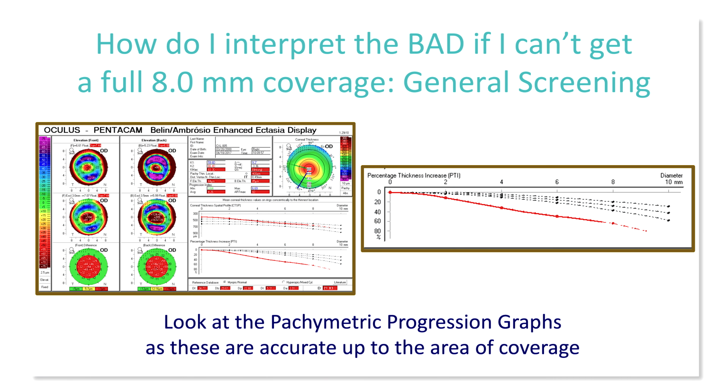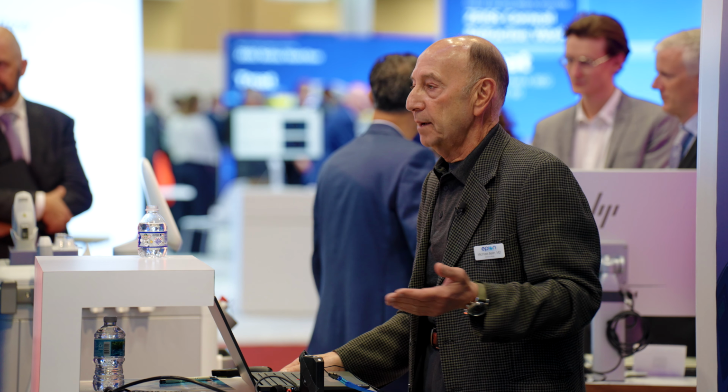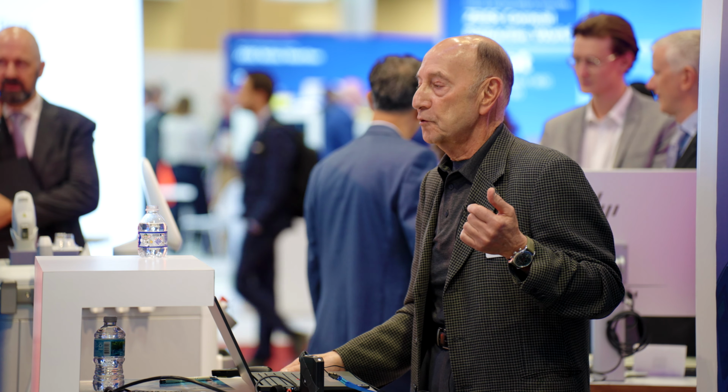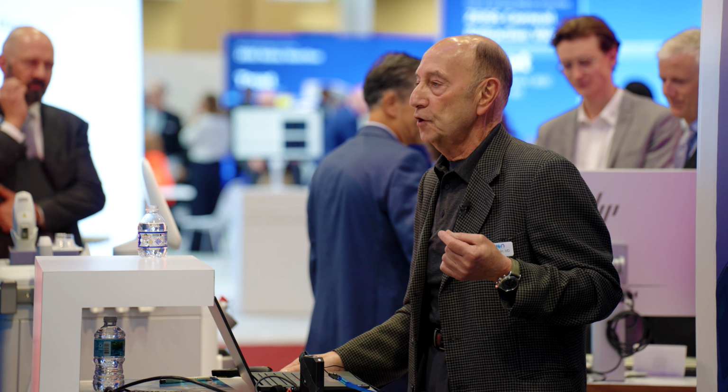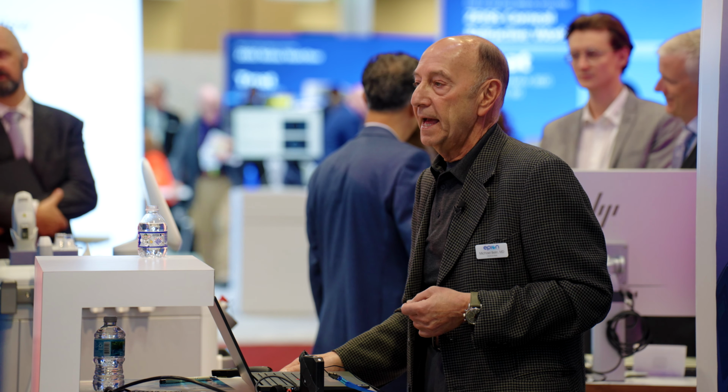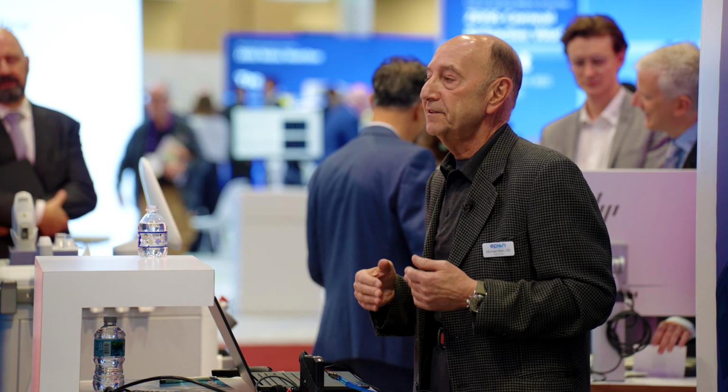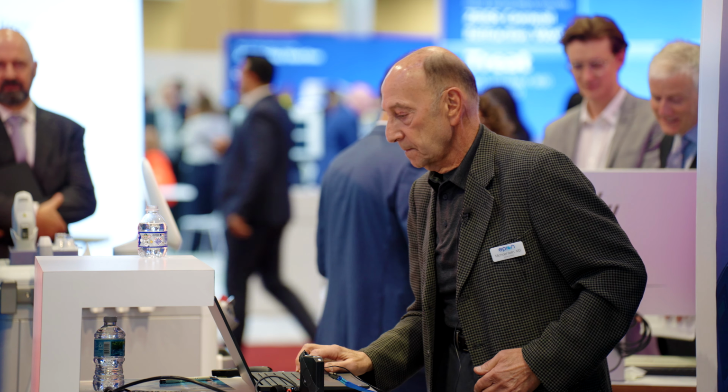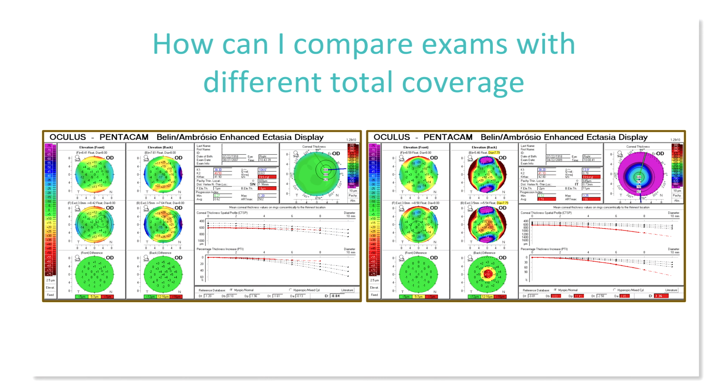Always look at the PTI tracing, okay? The PTI tracing is always going to be accurate up to the area of coverage. So even though I may not be able to interpret the left side here, if you look at the PTI tracing, it is abnormal right from the beginning. This is an abnormal map. Sometimes it could be so irregular looking and the coverage so poor, but if you look at the PTI tracing and it starts off going down below, it's an abnormal map.